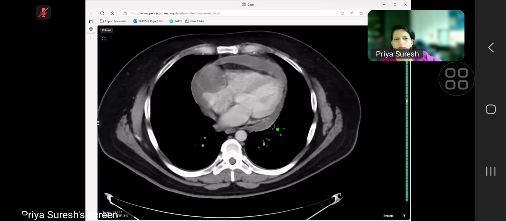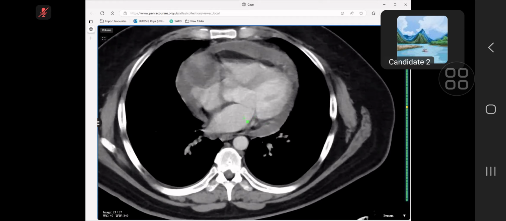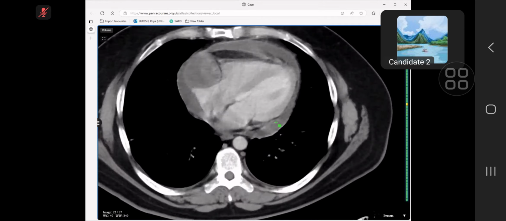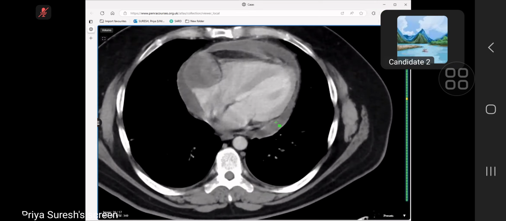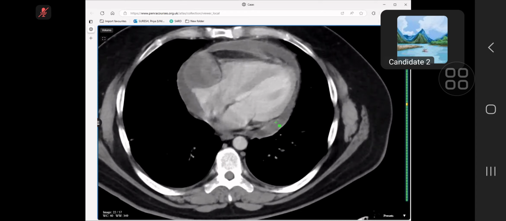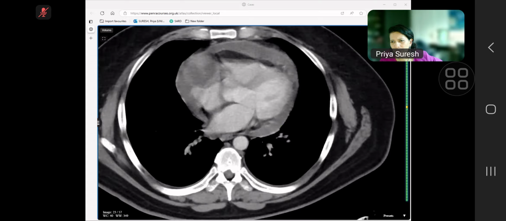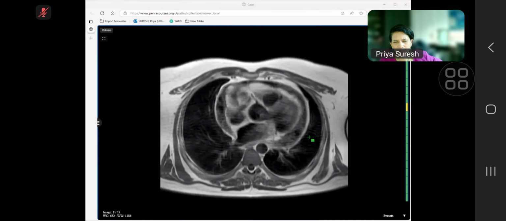Ma'am, can you trace it a little bit more? That hyperdense lesion which is seen can be a lymphoma or a sarcoma. Ma'am, can I see the coronal images? I don't have the coronal images. I have a cardiac MR.